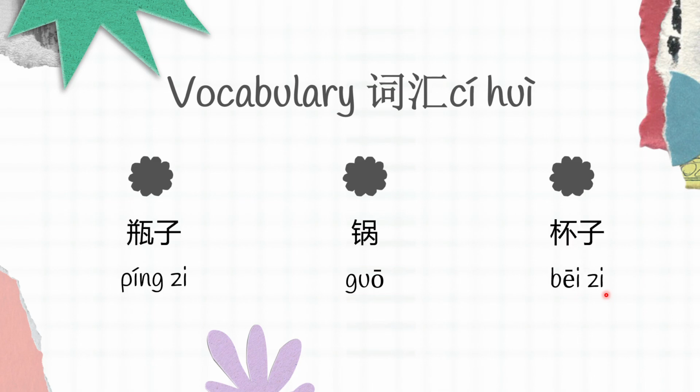Moving on to the next slide, we have 瓶子、锅、杯子. So let's read together, guys. 瓶子、锅、杯子。One more time. 瓶子、锅、杯子。So 瓶子 is jar or bottle. 锅 is used when we want to say pan and wok. 杯子 is glass, mug, or teacup.